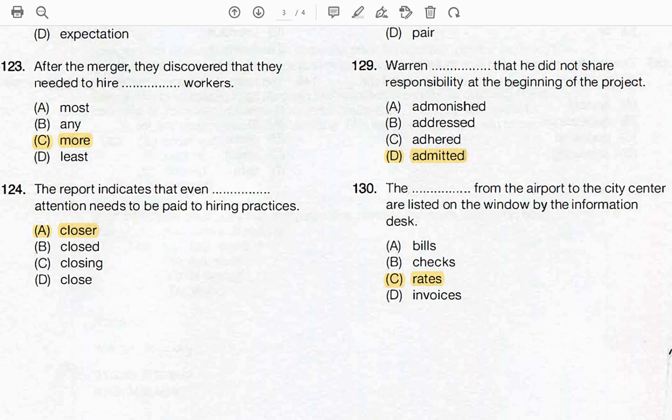So next, the rates from the airport to the city center are listed on the window by the information desk. So rates here refers to the fees for transportation. A option and B option, bills and checks, are similar in meaning to rates, but bills would not be listed, and tariffs don't normally refer to transportation. So this sentence is not meaningful, and D option invoices would not be listed.